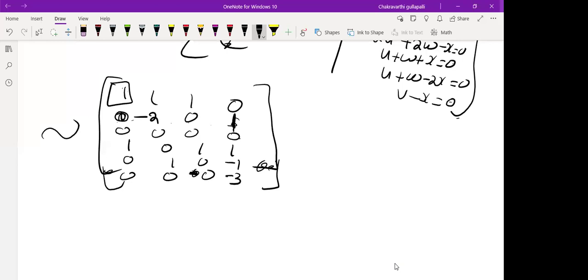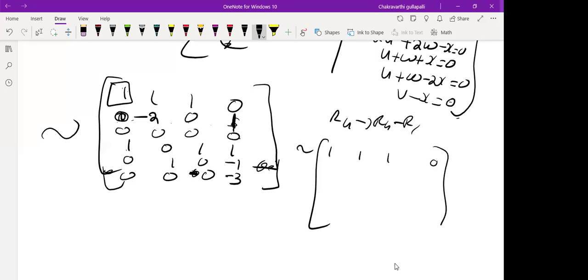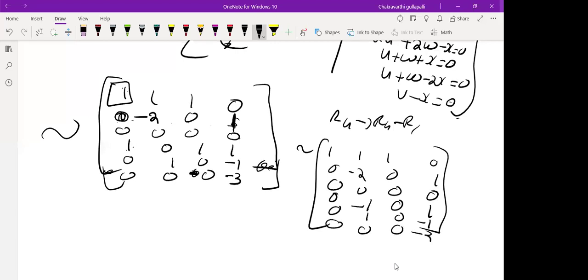So this is the leader; we have to make the entries below it zero. This I have to make 0. So I'll apply the operation R4 minus R2. Then this reduces to 1 1 1 0. This is 0 minus 2 0 1 0 0 0 0. This will push it down later.